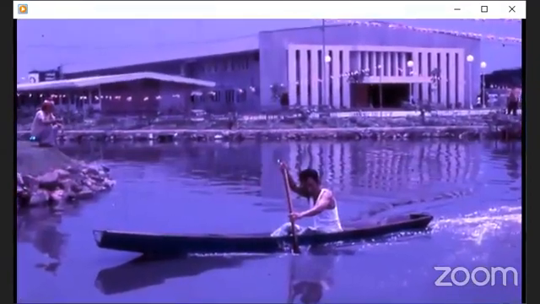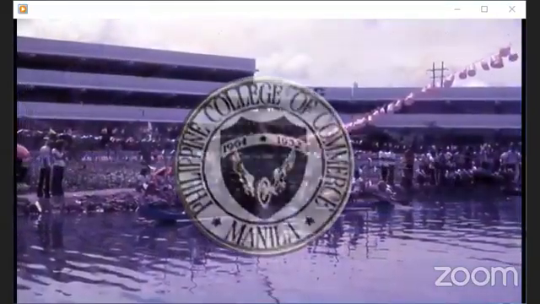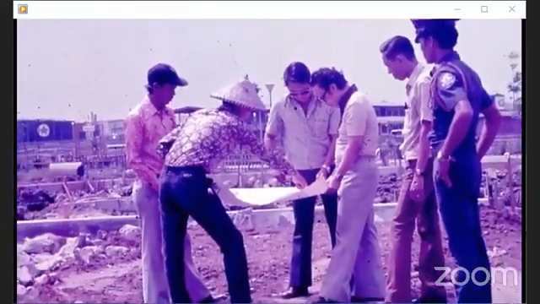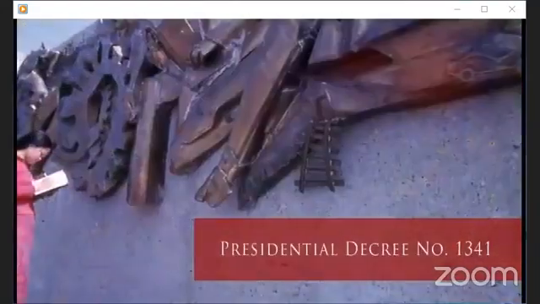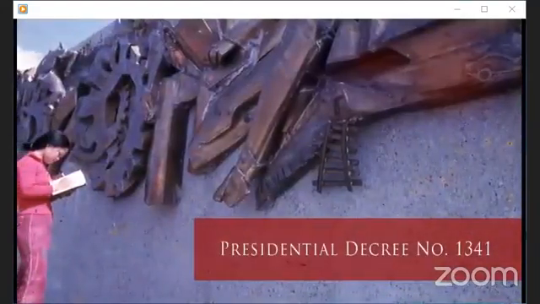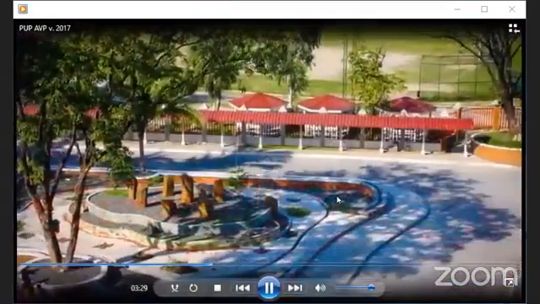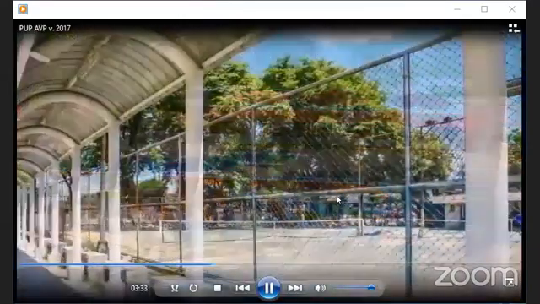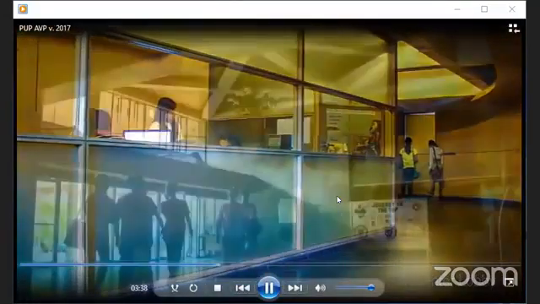Through the virtue of Republic Act 778, PSC was renamed the Philippine College of Commerce or PCC in 1952. In April 1, 1978, PCC was converted into a chartered state university now known as the Polytechnic University of the Philippines by virtue of Presidential Decree Number 1341 issued by the President of the Republic of the Philippines. PUP truly has come a long way from a business school to a premier polytechnic university, the very first in the country.